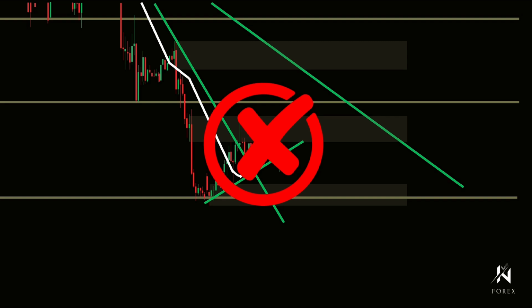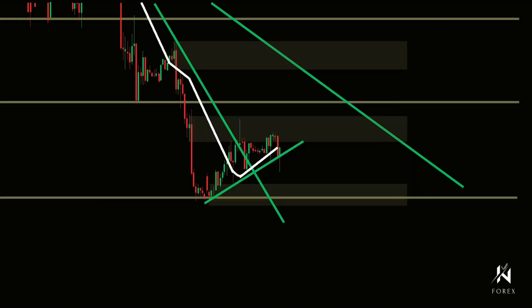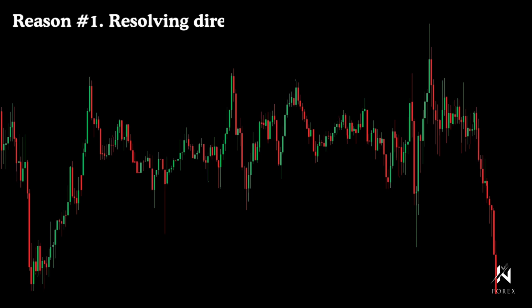But before we dive in, let's talk about why it is important to analyze multiple time frames. Here are the top 3 reasons. Reason number 1, resolving directional confusion. Take a look at the GBP/USD 5 minute chart. The price action appears messy with no clear trend. It keeps breaking structure both upward and downward, leaving traders puzzled when trying to determine the market's direction.